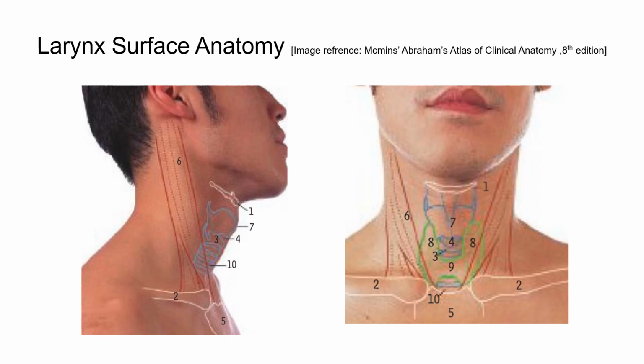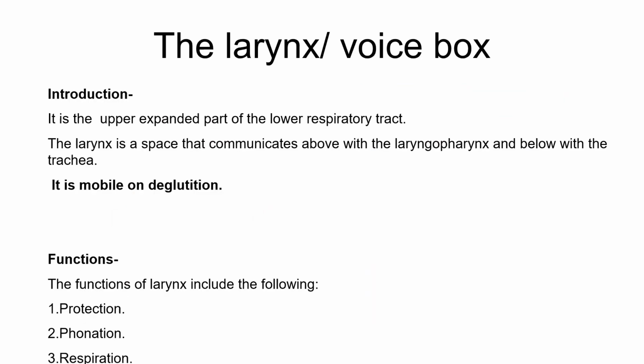And to orient yourself, see this 6 numbered red colored strap, this is the sternocleidomastoid muscle. The number 2 white colored bone here is the clavicle, which we are already familiar with, and number 5 here is the sternum. So now here the blue outline that you see in this lateral and anterior view, both, this one is nothing but our larynx. So let's get started with learning of the larynx.